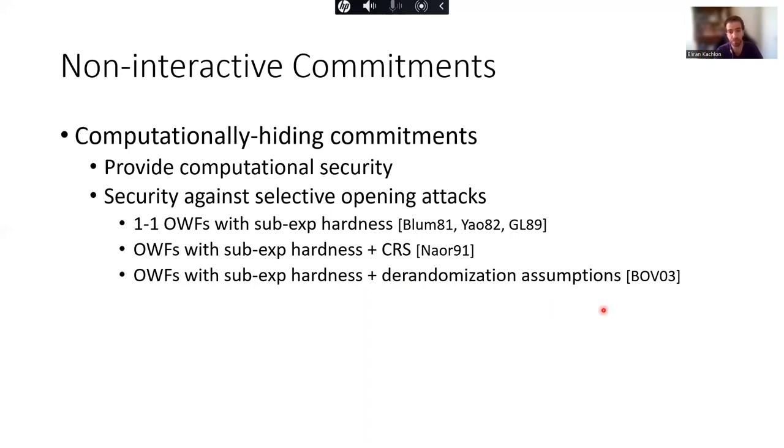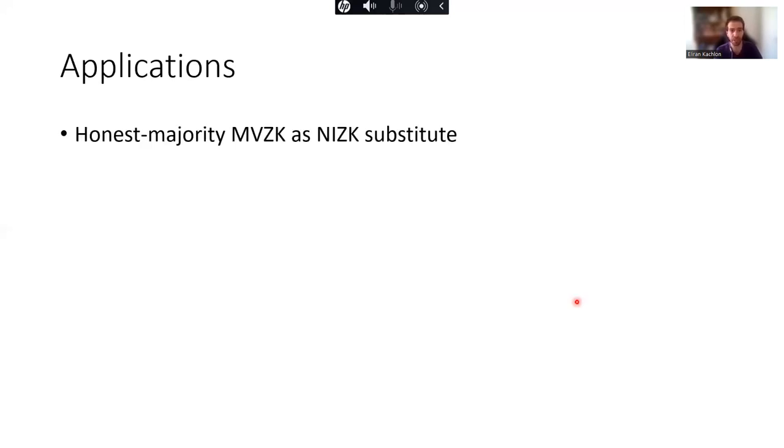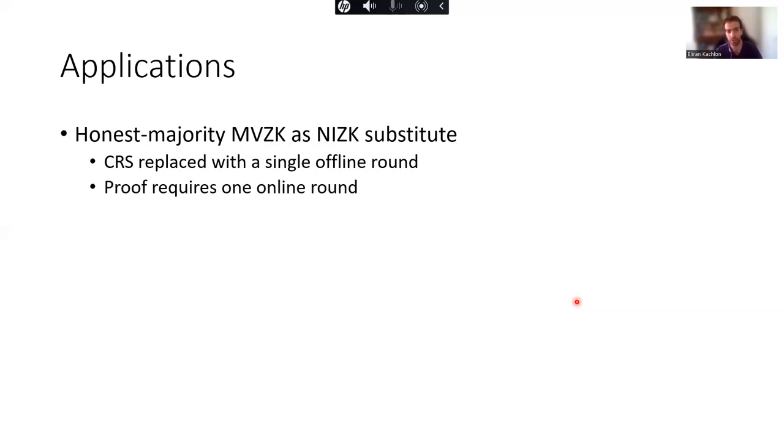And as an application, our MVZK protocol can be seen as a substitute to non-interactive zero knowledge, where the common random string is replaced with a single offline round, and the proof then requires only one online round. And the main point, of course, is that you get all of this from mini-crypt type assumptions.